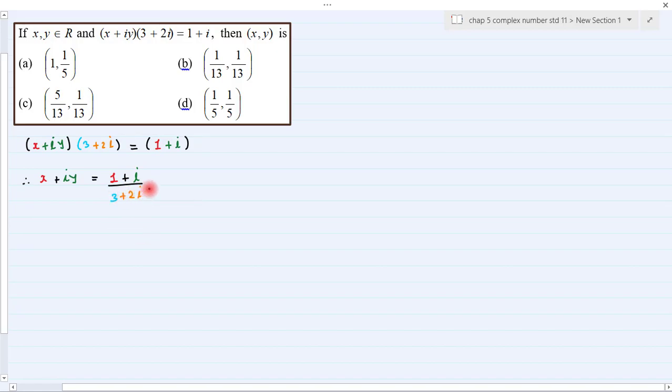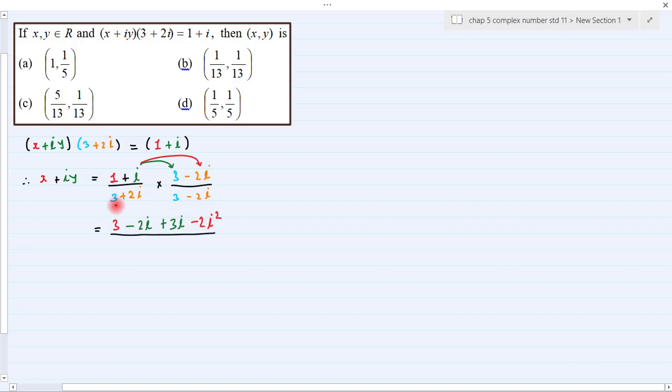Now we just have to simplify this complex number and get x and y from the real as well as imaginary part by multiplying and dividing by the conjugate of the denominator, which is 3 - 2i. Now let's get our numerator. 1 multiplied with 3 will give us 3. 1 multiplied with -2i will give us -2i.